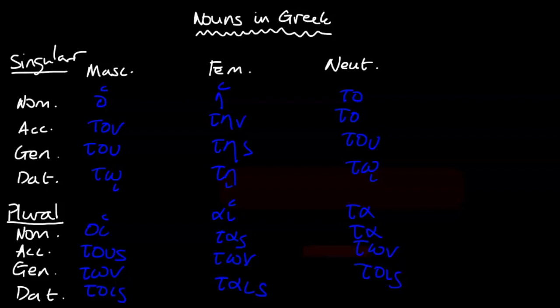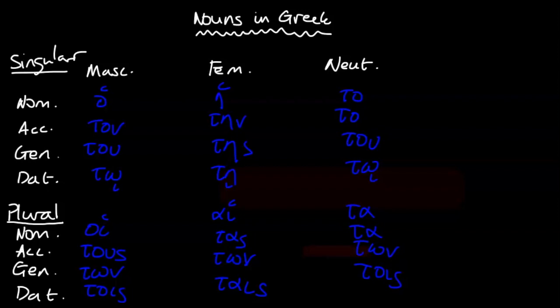Okay, so we've already talked about the definite article. Here is the form of the definite article, just as a reminder. So nouns are connected to the definite article in so many ways. In Greek, the definite article must agree with the noun in case, number, and gender. Number being singular or plural.